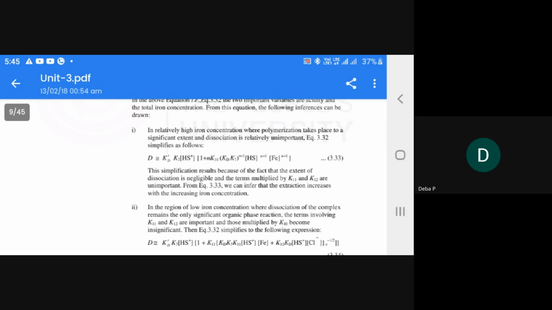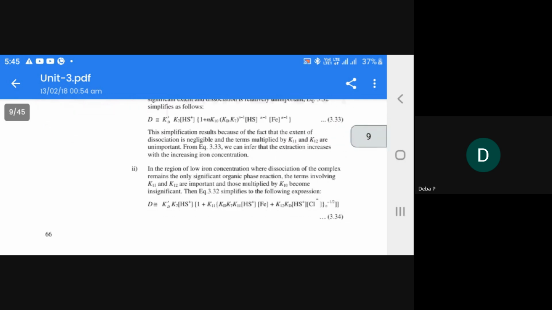Next part: in this region of low concentration, where dissociation of the complex in the organic phase is the only significant reaction, the terms involving K11 and K12 become important, and those multiplied by K10 become insignificant. So we remove the K10 part and get the equation as in equation number 3.34. So K11 and K12 are important, and K10, just compare it with equation 3.32, I remove the K10. So we get this equation.